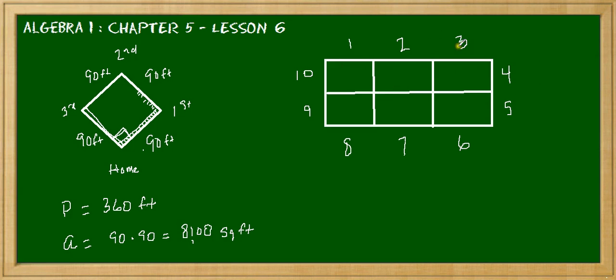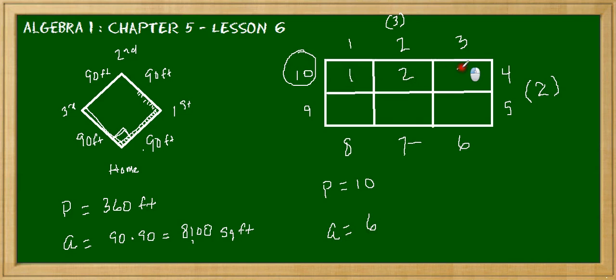So if we counted each centimeter all the way around, we would end up with 10 centimeters, and that would be the perimeter. So P would be equal to 10. Now to determine the area, we would have to multiply the 2 on this side by the 3 up here, 3 centimeters. So the area would be equal to 6, and we can count them inside: 1, 2, 3, 4, 5, and 6. So there are 6 square centimeters inside.